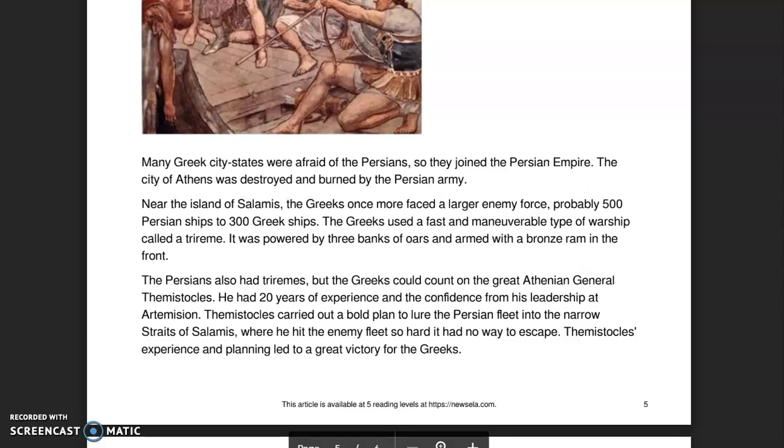The Persians also had triremes, but the Greeks could count on the great Athenian general Themistocles. He had 20 years of experience and the confidence from his leadership at Artemisian. Themistocles carried out a bold plan to lure the Persian fleet into the narrow Strait of Salamis, where he hit the enemy fleet so hard it had no way to escape. Themistocles' experience and planning led to a great victory for the Greeks.